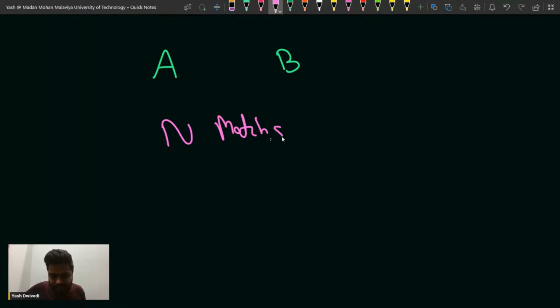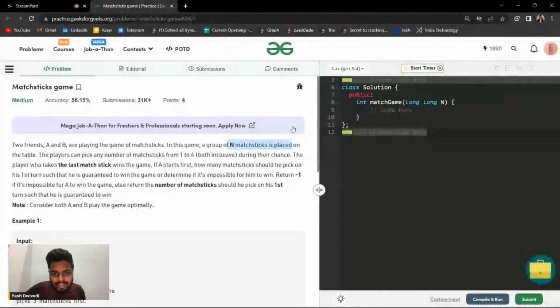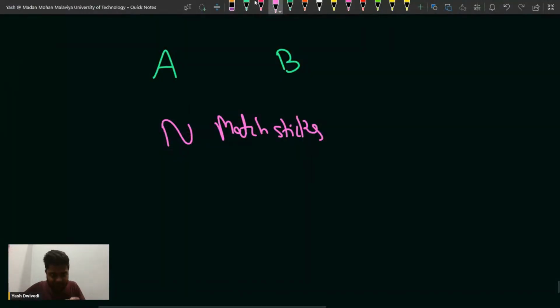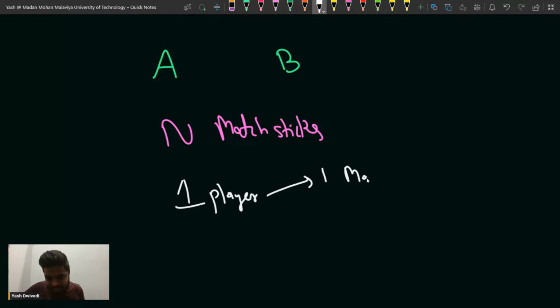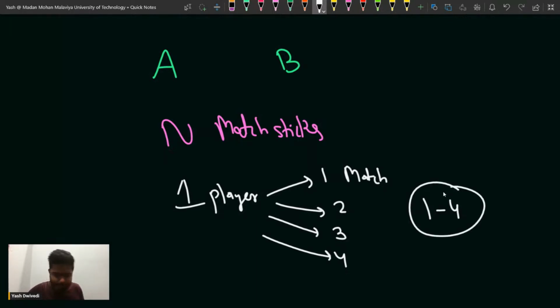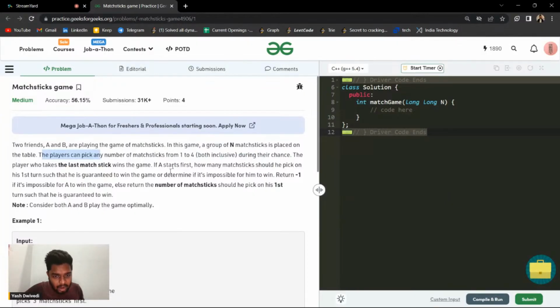N matchsticks are there. Now, the two players are playing, so they will take turns alternately. In one turn, if a particular player is playing, either he can take one matchstick, or he can take two matchsticks in a move, or three matchsticks, or four matchsticks. So between 1 to 4 he can take any number of matchsticks in a particular move, right? That is what the problem says.